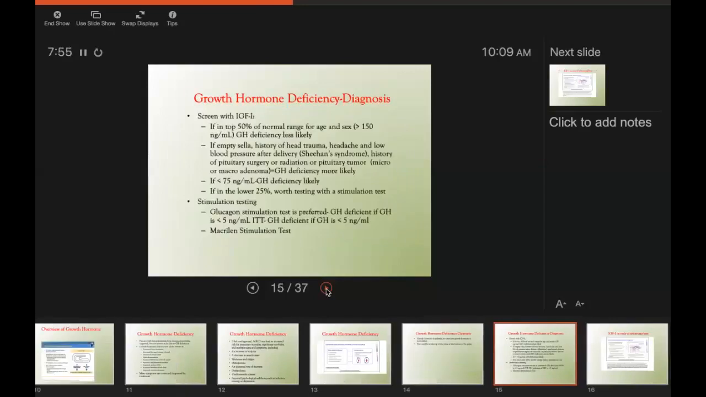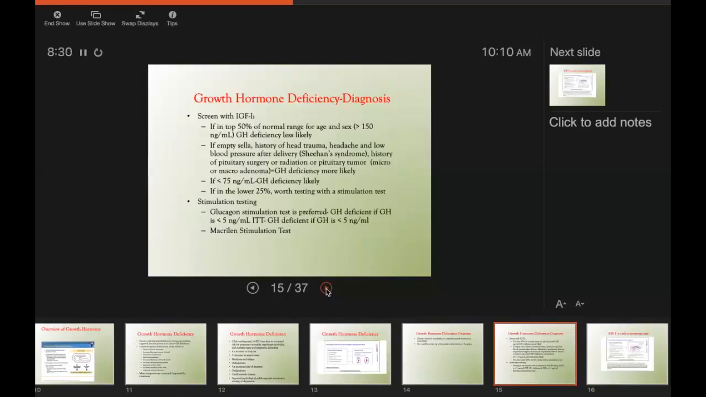So you start with an IGF-1. If the IGF-1 is in the top 50% of the normal range for the age, approximately 150, I would say growth hormone deficiency is less likely. If you have empty sella, history of head trauma, low blood pressure after delivery, that's called Sheehan syndrome. You had like a mini stroke to your pituitary after you deliver. You had a history of pituitary surgery, radiation, a pituitary tumor, either a microadenoma or macroadenoma. Growth hormone deficiency is more likely. And if the IGF-1 is less than 75, I would say, and again, the ranges are different for different assays, growth hormone deficiency is likely.